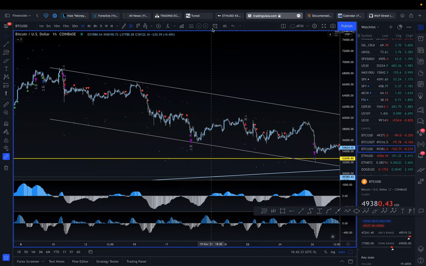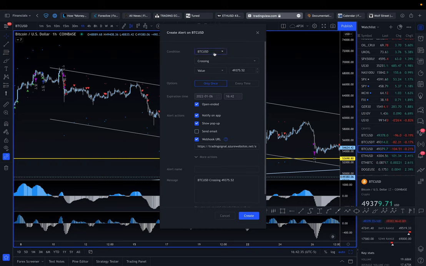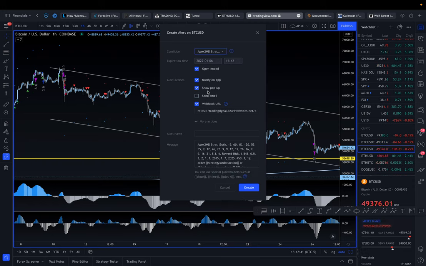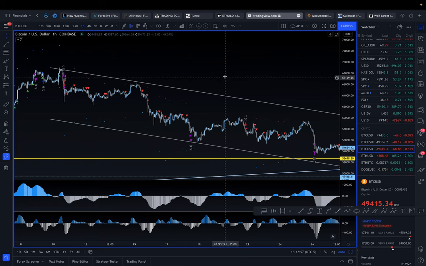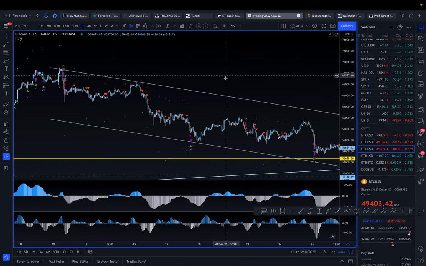First of all, you can create an alert. You can create an alert condition. Apex 2 strategy. You can select it here, condition, and every time it gives you a buy or sell signal, it will send you a notification onto your phone, your email, whatever you choose.